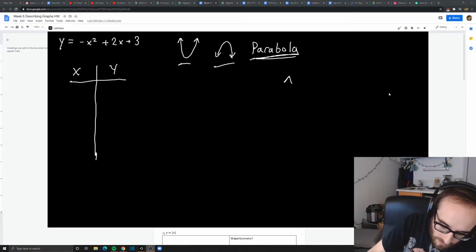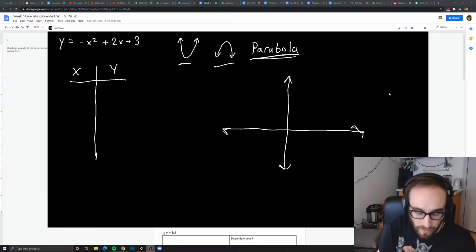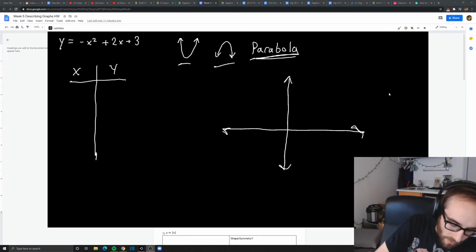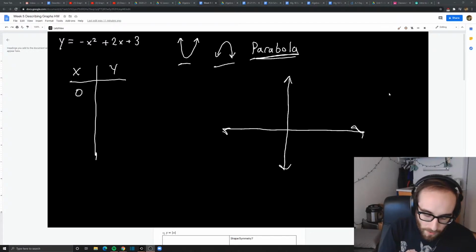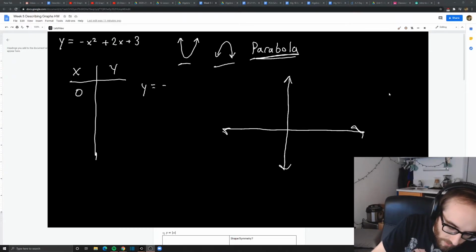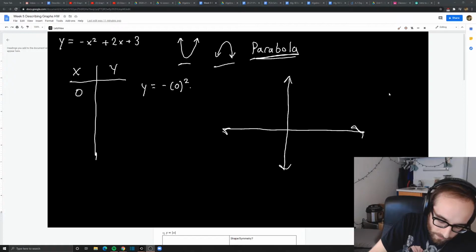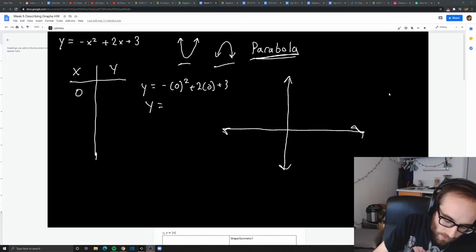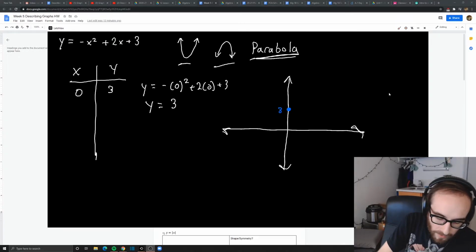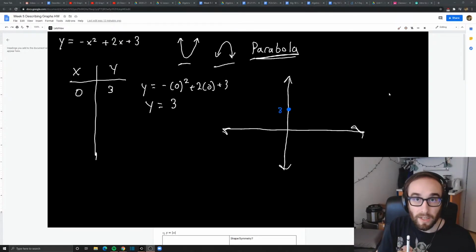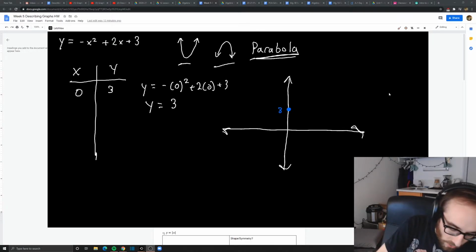So to graph using a table, we can try different x values and plug those values into our equation to find what the corresponding y values are. So for x, for example, we could start with x equals 0. Then we'll write out the equation and plug in 0 for x, plus 2 times 0 plus 3. And so here we get 0 plus 0 plus 3, or 3. So (0, 3) is a point on our graph. So we have a point right here at about (0, 3). Okay. And we can repeat this process for different x values until we see this parabola shape show up.